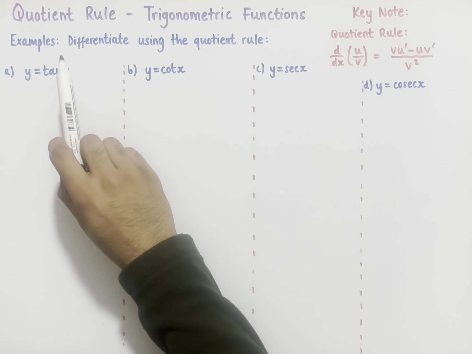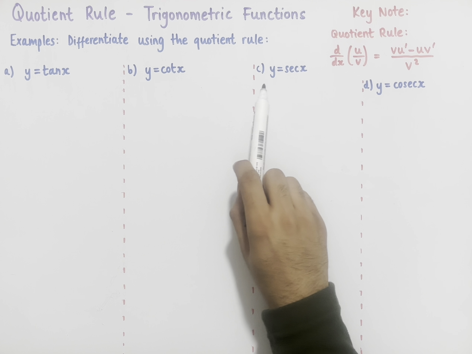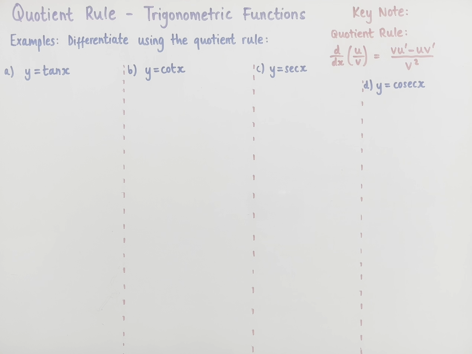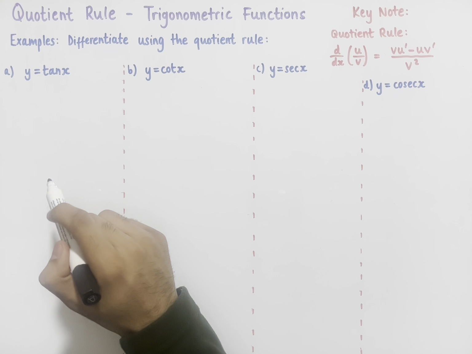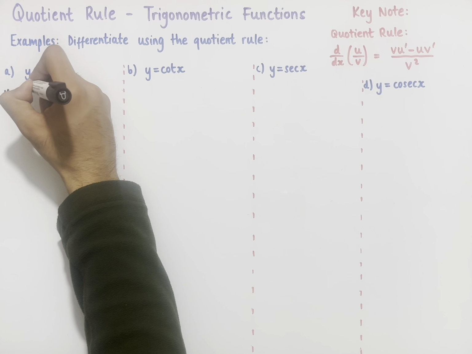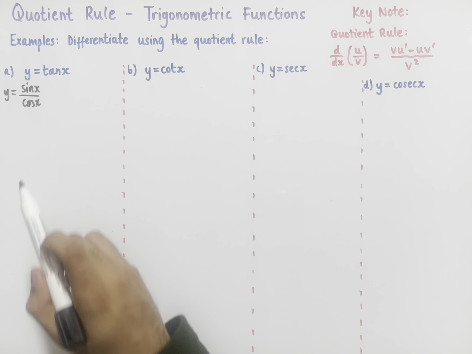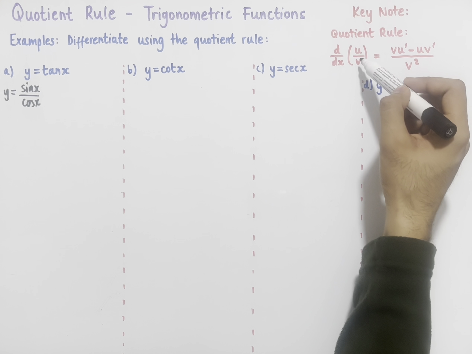So the examples say differentiate using the quotient rule, y equals tan x, y equals cot x, y equals sec x, and y equals cosec x. For the first example, y equals tan x, we're going to start by writing this as a quotient. So we can rewrite tan x as y equals sine x over cos x. Using the quotient rule, we're going to label sine x and cos x in the following way.